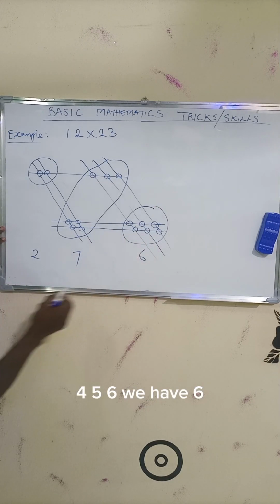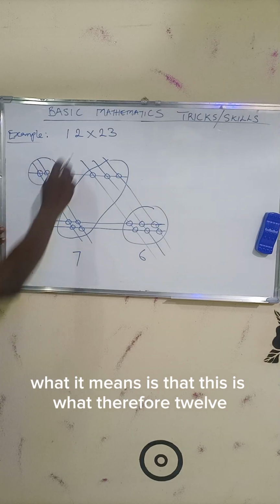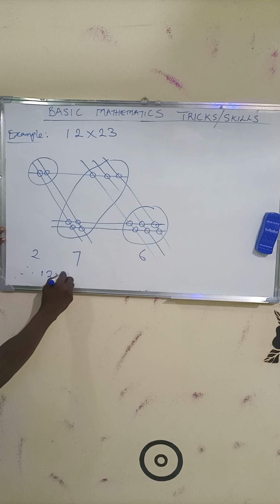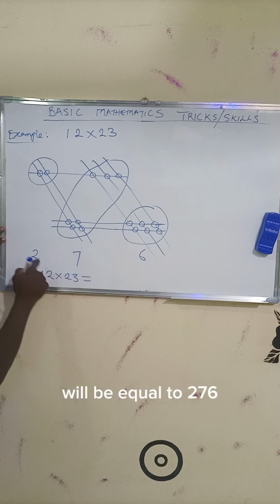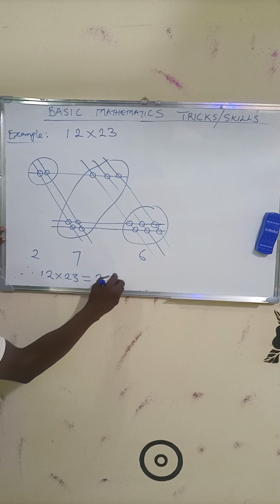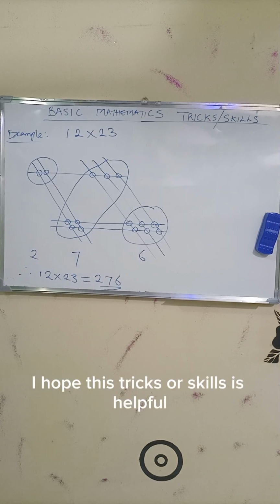What it means is that, let's use the word therefore, 12 multiplied by 23 will be equal to 276. That is our answer. I hope this trick, or skill, is helpful.